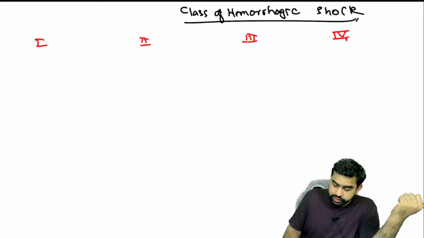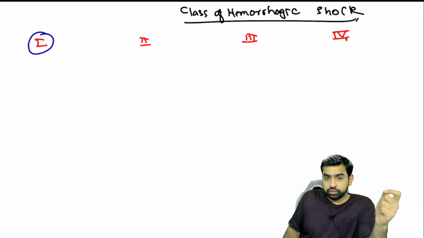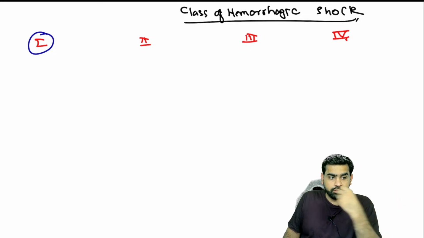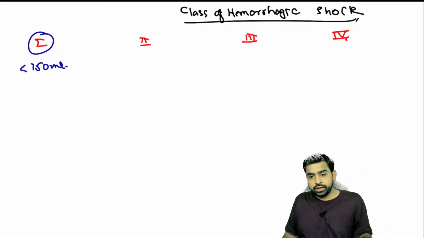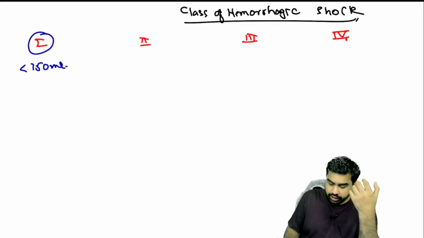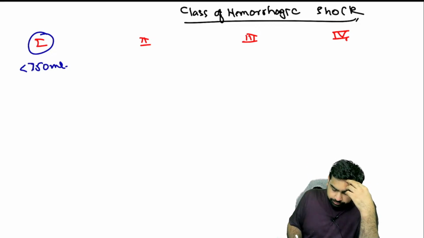So what about class 1? In class 1 hemorrhagic shock, what is the amount of blood loss? It is less than 750 ml, which is basically less than 15% of the total blood volume.